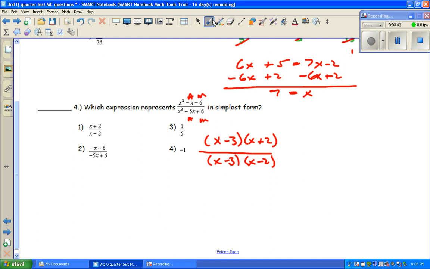Once we do that, again, we're going to cancel, since we're showing multiplication, x minus 3 over x minus 3, and we're left with x plus 2 over x minus 2. Which will give us choice 1 as the answer.